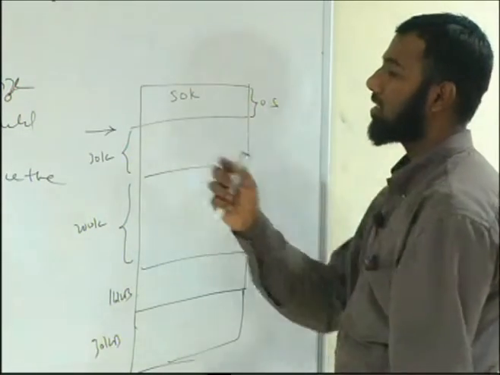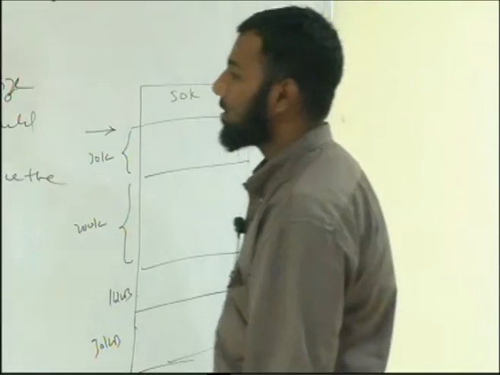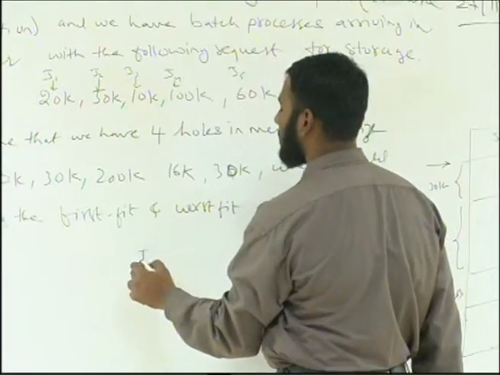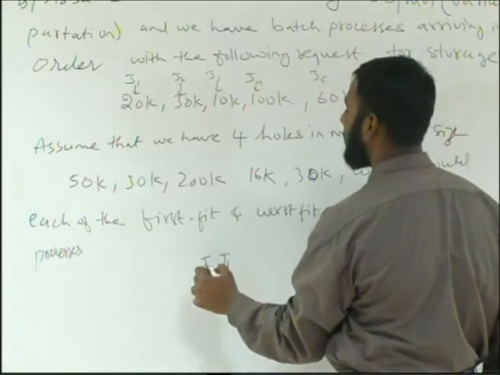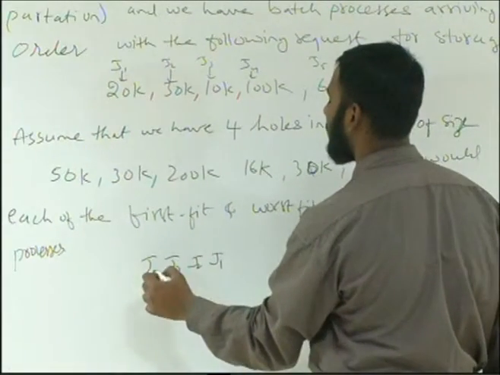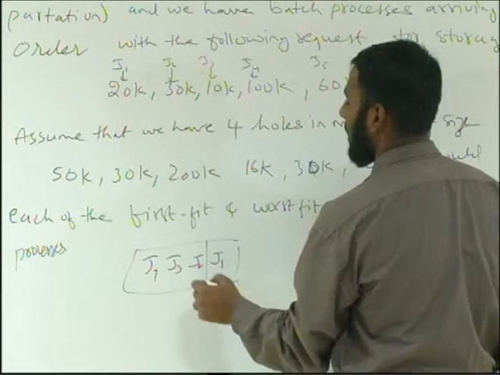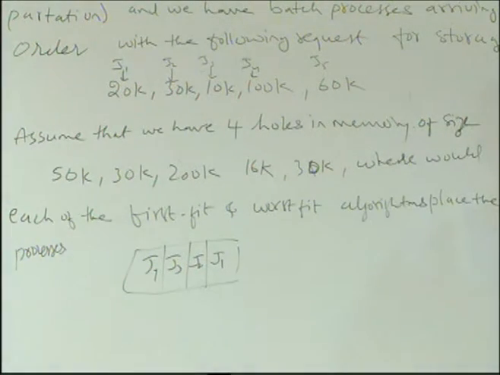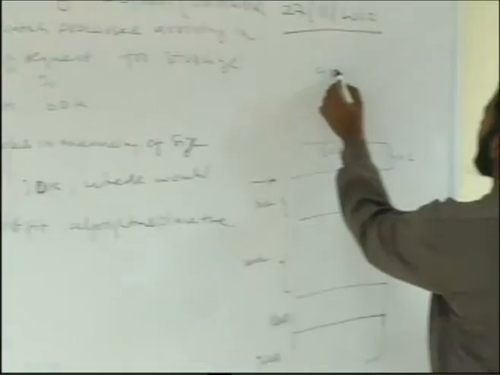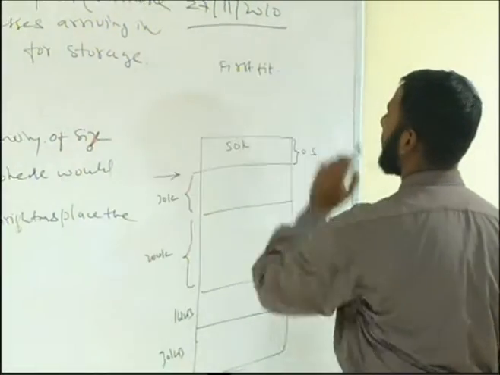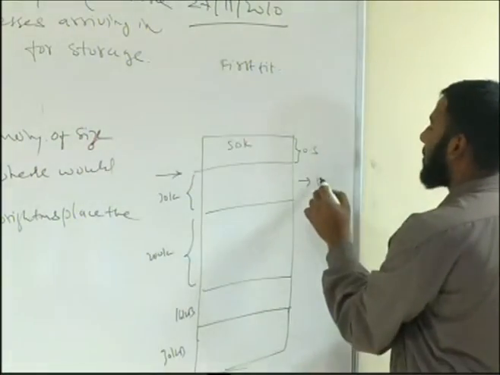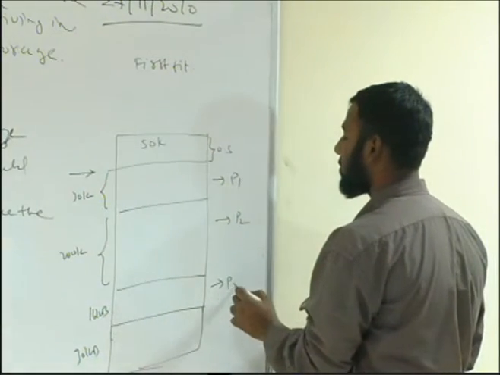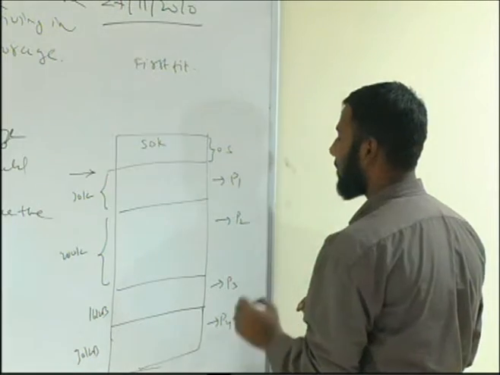Assume that we are at the beginning of this block. Now using the first fit algorithm, suppose job 1 is in the queue, job 2 is in the queue, job 3 is in the queue, job 4 is in the queue. When job 1 arrives, we will see the first fit algorithm. I'll name the holes partition 1, partition 2, partition 3, and partition 4.